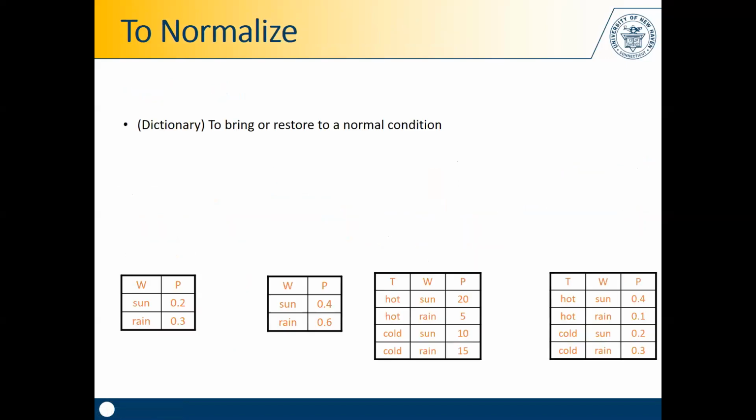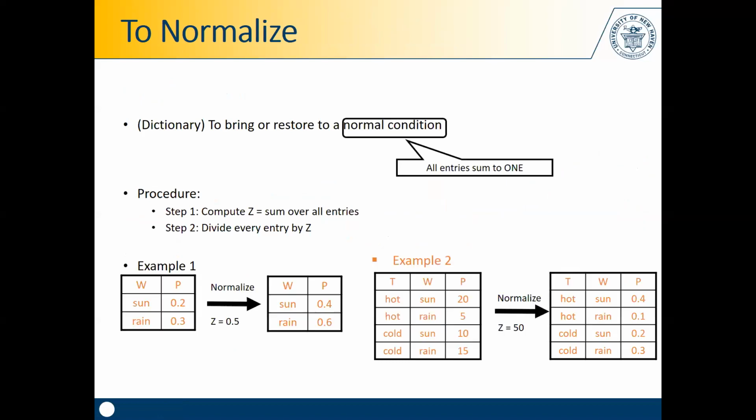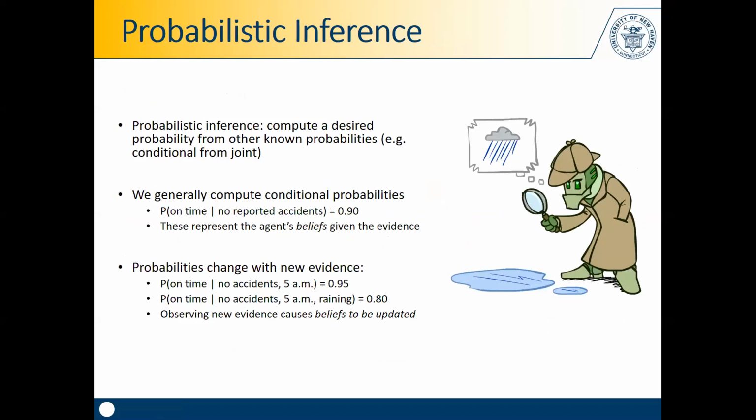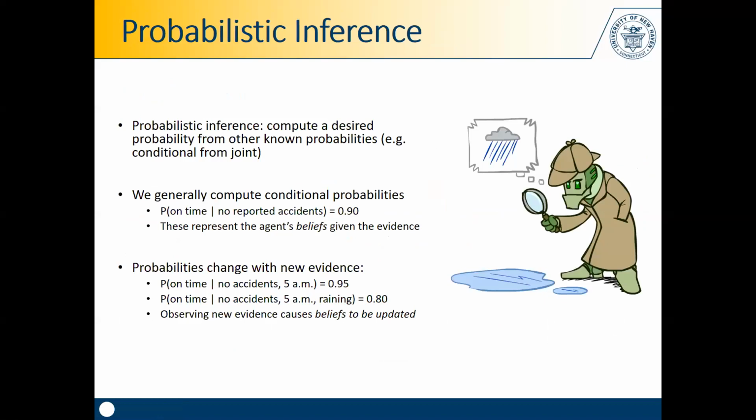So, this is on the definition of normalization. We've already talked about the procedure. I'm not going to go over this again. We've discussed this enough. You can review it from the slide or the lecture notes after the class. I'm going to start talking about probabilistic inference. This is of a very, very high degree of interest and importance in AI.